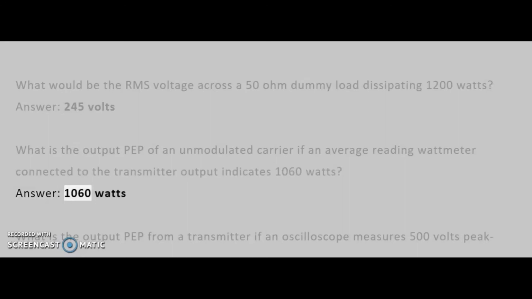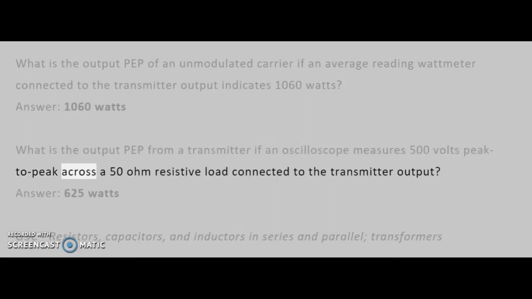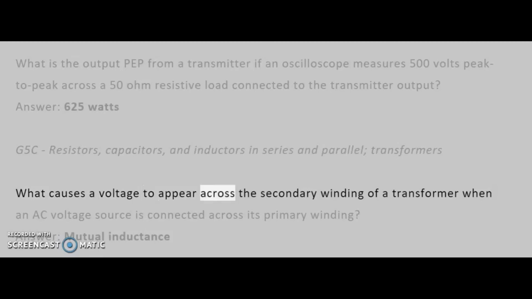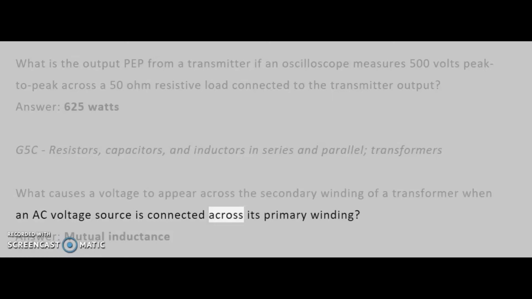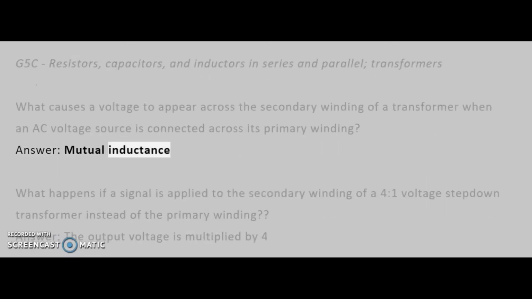Answer: 1060 watts. What is the output PEP from a transmitter if an oscilloscope measures 500 volts peak-to-peak across a 50 ohm resistive load connected to the transmitter output? Answer: 625 watts. G5C: resistors, capacitors, and inductors in series and parallel, transformers. What causes a voltage to appear across the secondary winding of a transformer when an AC voltage source is connected across its primary winding? Answer: mutual inductance.